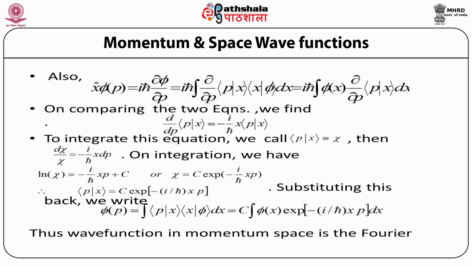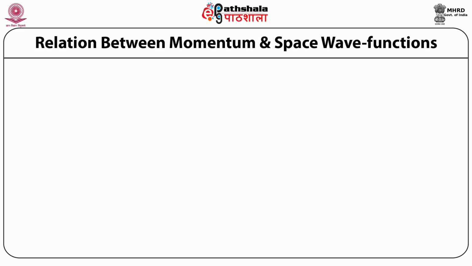Substituting this result back in the above equation, we can write the equation for the wave function phi(p) as phi(p) equal to integration over dx, bra vector p, ket vector x, bra vector x, ket vector phi, which is equal to c times integration over dx phi(x) exponential to the power minus i by h cross x p. Relation between momentum and space wave functions.